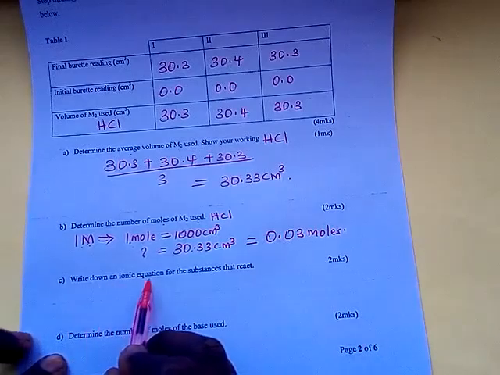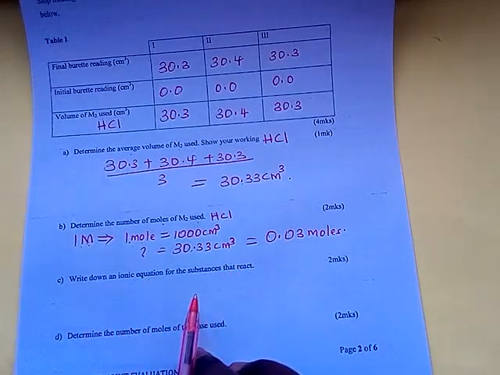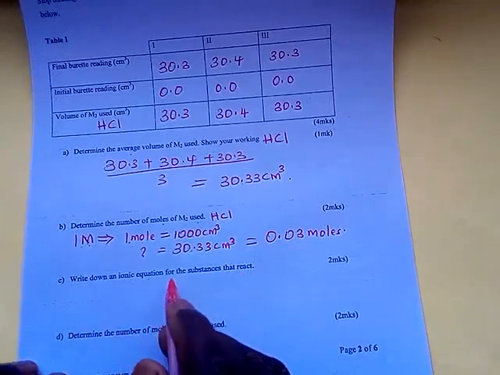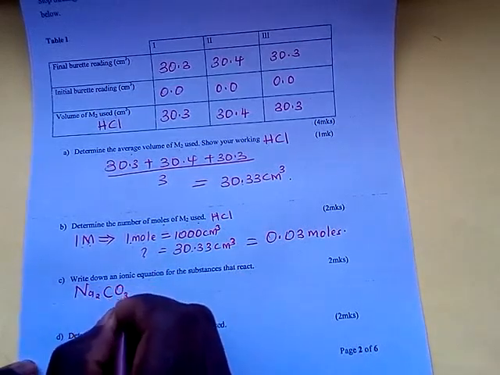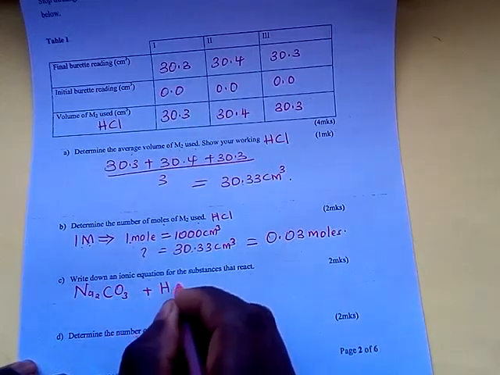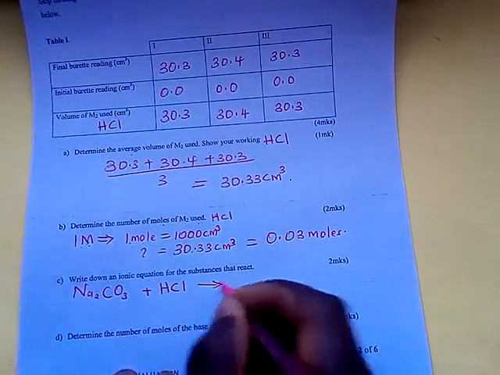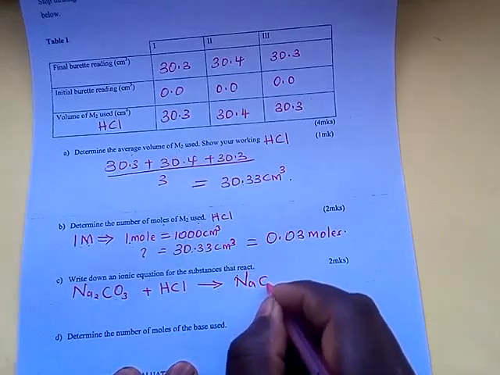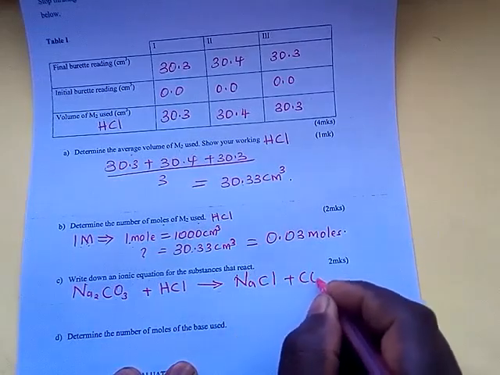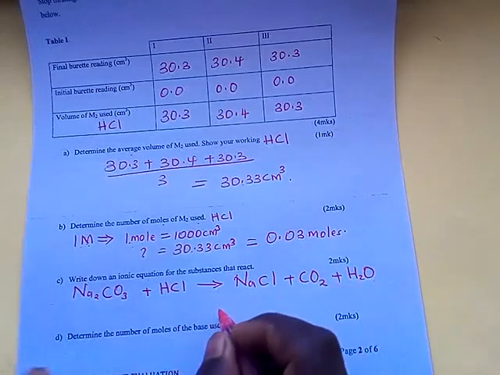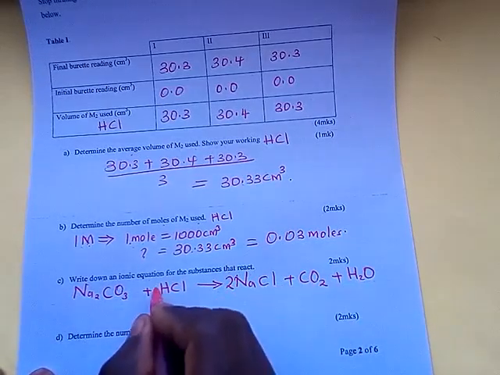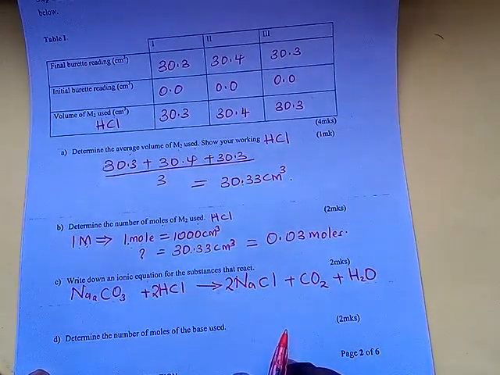Write down an ionic equation for the substance that reacted. An ionic equation. So we can write the full equation first and then we will write the ionic equation. What is reacting? It is sodium carbonate reacting with HCl to form sodium chloride plus carbon dioxide plus water. You need to balance the equation like that.